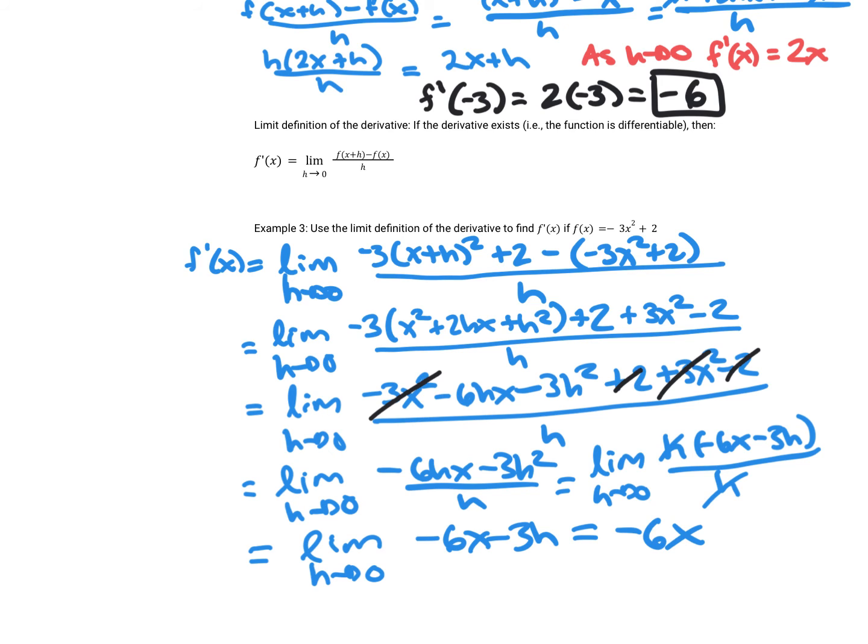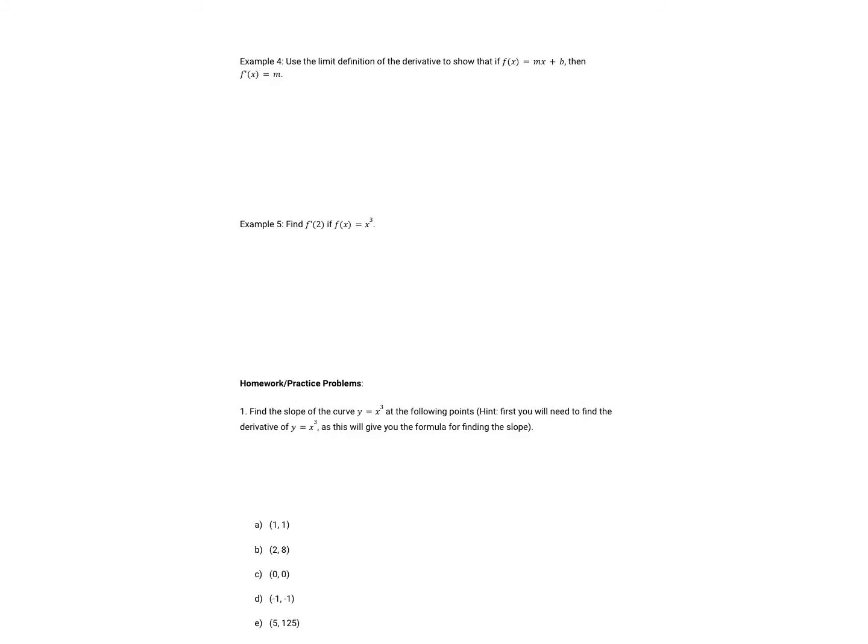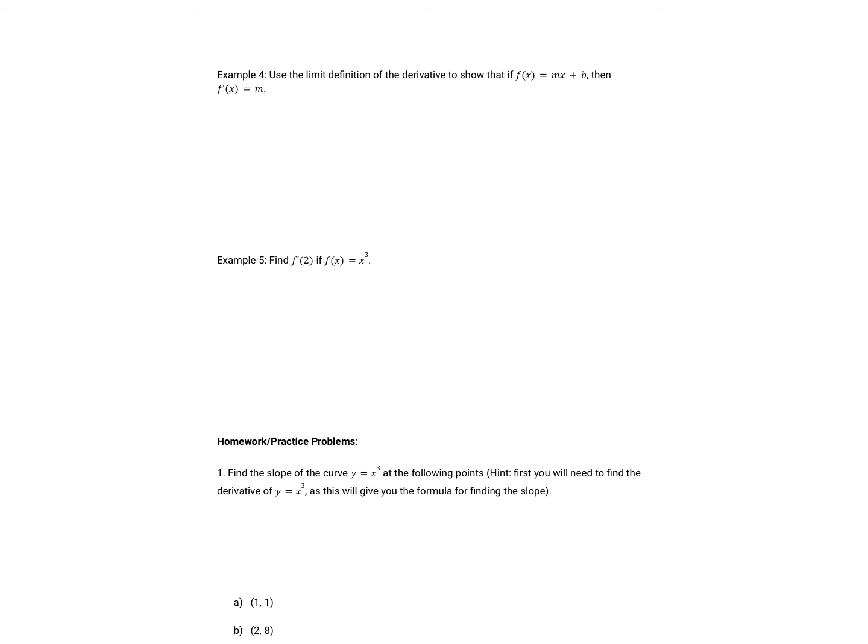Okay, let's do just 2 more before example 4 and 5, and then you can look at the homework. Okay, so example 4. Use the limit definition of the derivative to show that if f of x is mx plus b, so the slope-intercept form of the equation of a line, then the derivative is m. So we would expect this. It should be this, right? That's the one thing we definitely know. We know that the slope of a line in this form is indeed m.